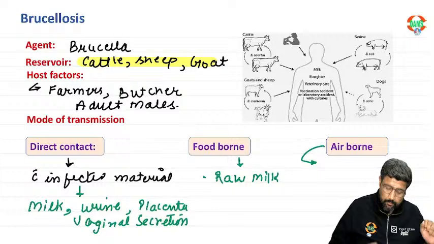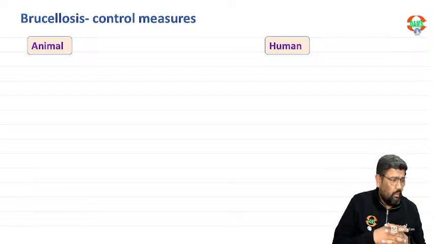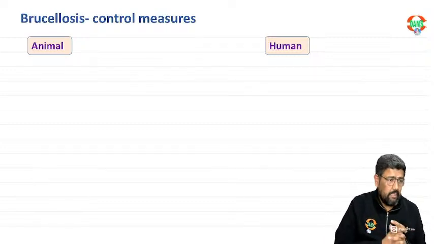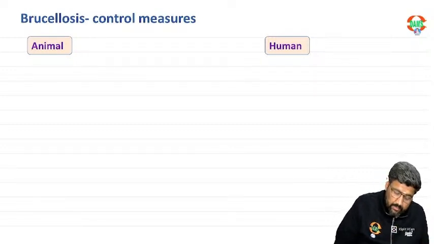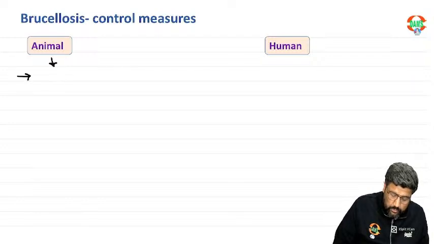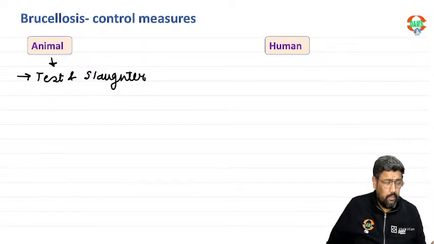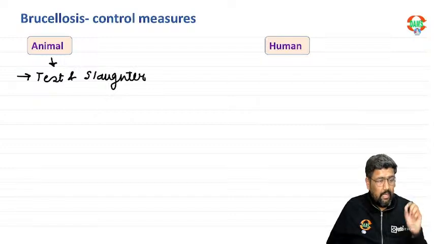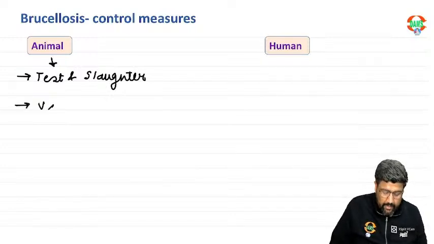It can be airborne. Now bachcho, control measures, this is a previous year question, not asked recently, but a few years back this was asked. How you are going to control brucellosis in animals? There is one strategy used for brucellosis, that is test and slaughter. What is test and slaughter? If the animal is tested positive, then the animal needs to be slaughtered. That is the way to control it. For this, the farmer gets compensation from the government. Next, you can vaccinate the cattle.